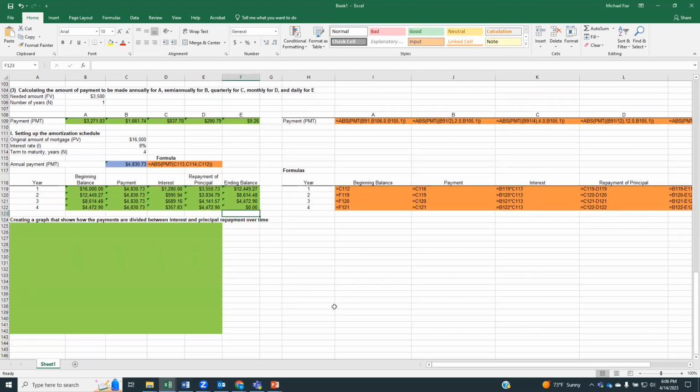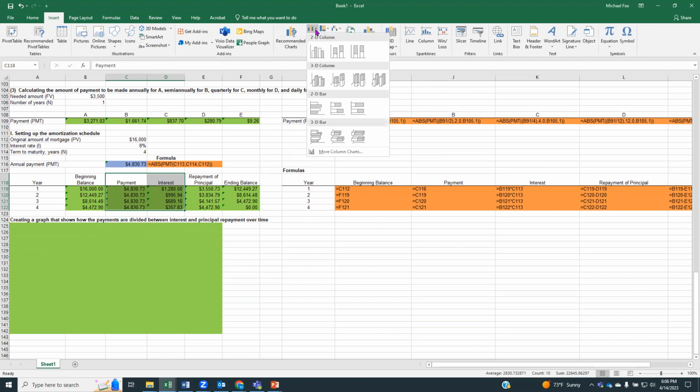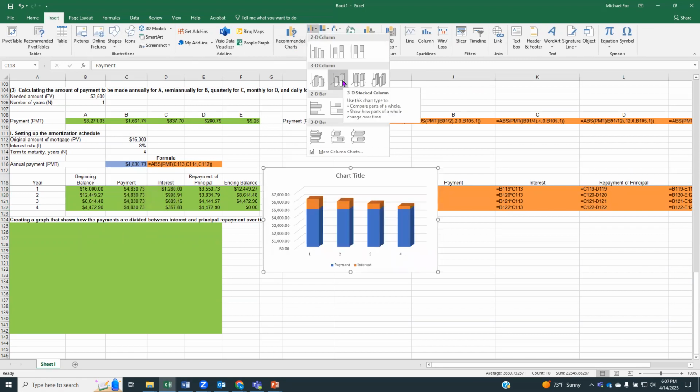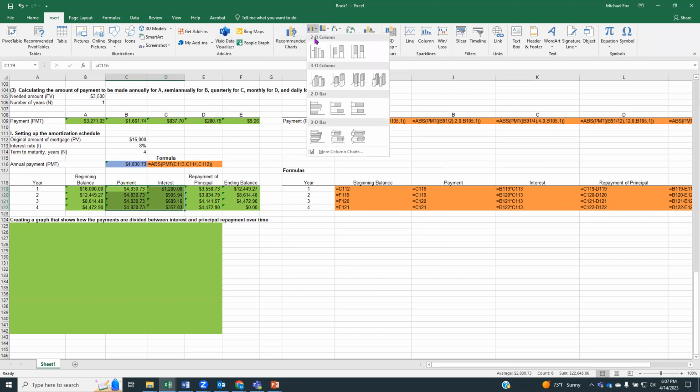Create a graph to show how the payments are divided between interest and principal repayment over time. So really, I'm just going to highlight my payment and interest. I'm going to go up to insert. I'm going to insert some type of a bar chart. Those amounts look a little weird. We'll try this. A bar chart.